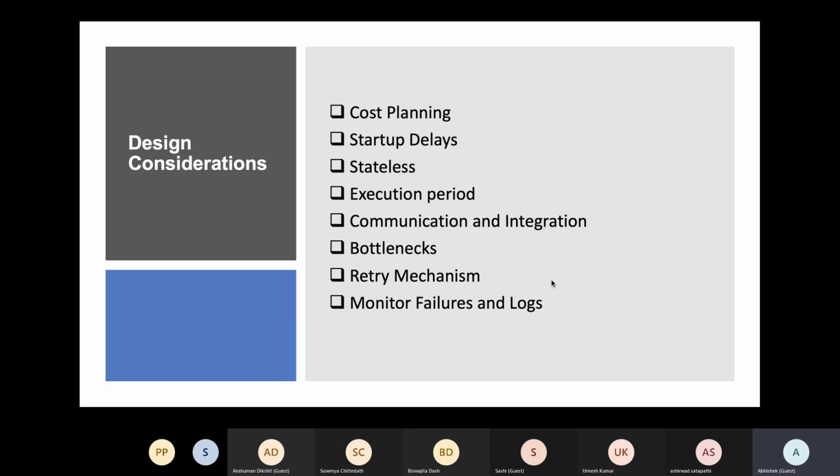That means you will have multiple instances serving your request. Then you will be charged for the multiple instances. So you don't have control over the cost if you're not planning it. So you need to come up with cost planning and accordingly choose your services and say that yes, I can take this plan and this plan allows me to scale to this limit.